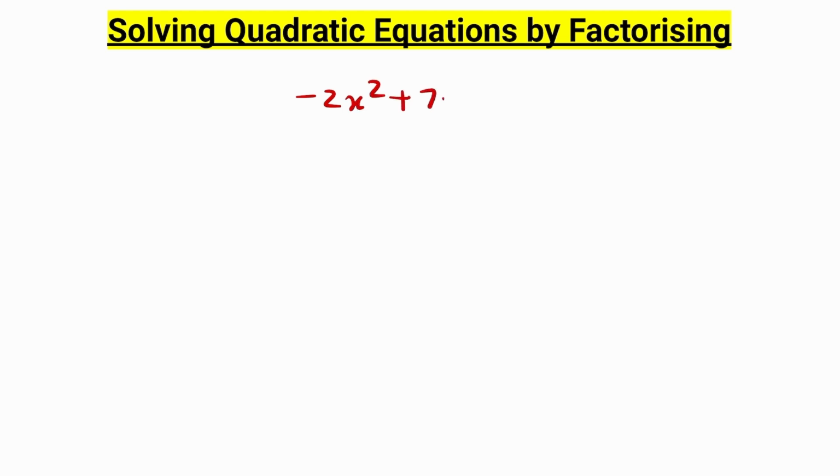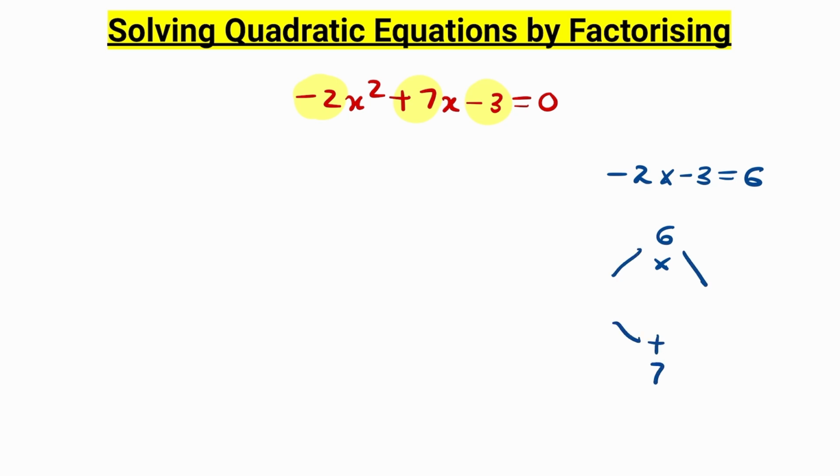Now let's take one final question for solving equations using factorization, which is minus 2x squared plus 7x minus 3 equal to 0. Here a is not equal to 1, so we cannot use the simple method. A is instead equal to minus 2 and b is equal to 7. C is equal to minus 3. What do we have to do? We have to multiply a and c together, which is minus 2 times minus 3 equal to 6. Now we should think of two numbers that would multiply to get 6 and then add up to get plus 7. Think of two numbers.